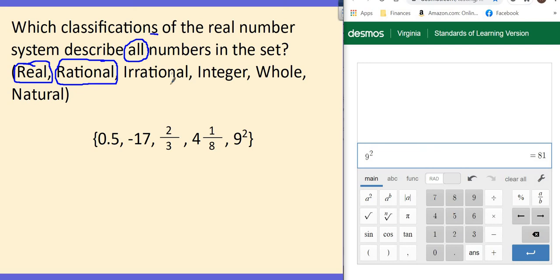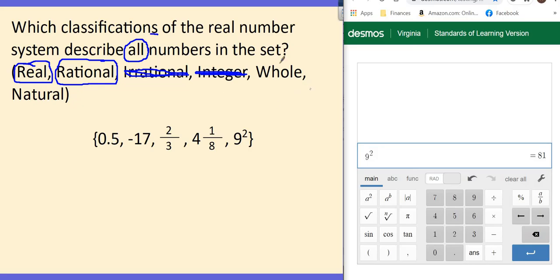Now it's asking us if these numbers are irrational. Well, if they're all rational, there's no way they can be irrational. So we're going to mark that out. All right, let's start with 0.5. Is 0.5 an integer? It is not. So that means that they will not all be integers. Some of them might be integers, but not all of them.